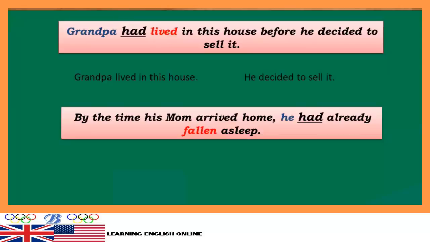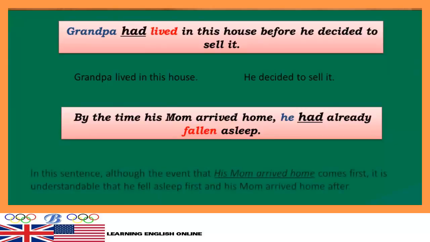Next example: By the time his mom arrived home, he had already fallen asleep. In this sentence, although the event that his mom arrived home comes first, it is understandable that he fell asleep first and his mom arrived home after.